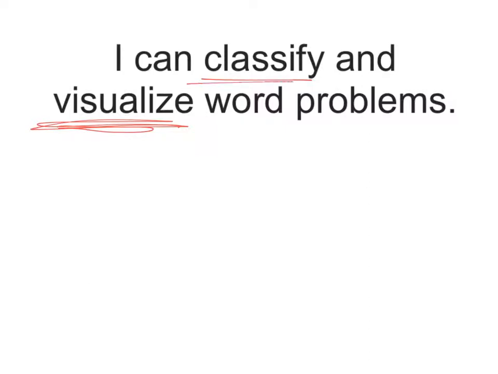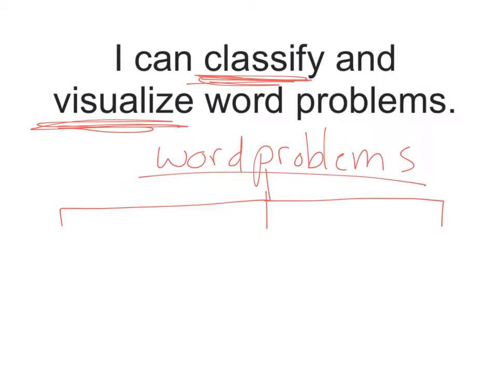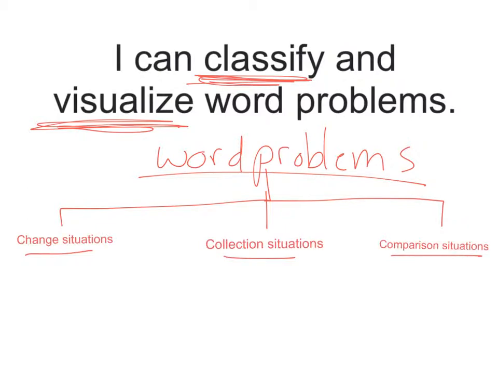The classifying part, we often use our tree maps to classify things into different categories. I'll show you an example right now. So here's my word problems tree map. Notice that there are 3 different branches, so I'm going to have 3 different categories that we're talking about today. Here are the 3 different categories that I can classify into.